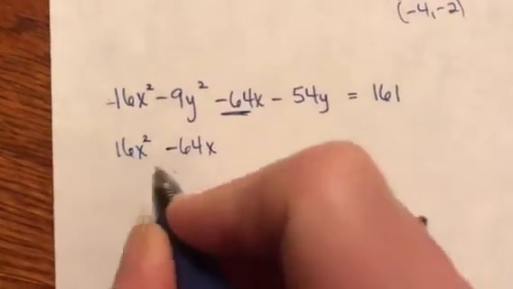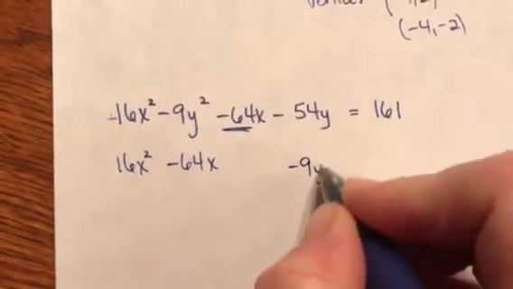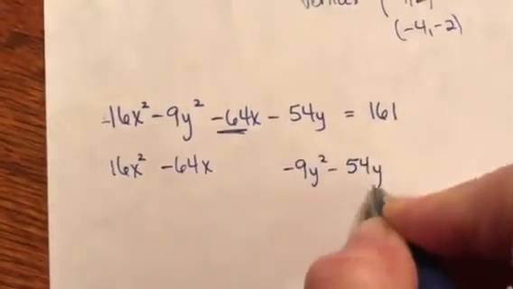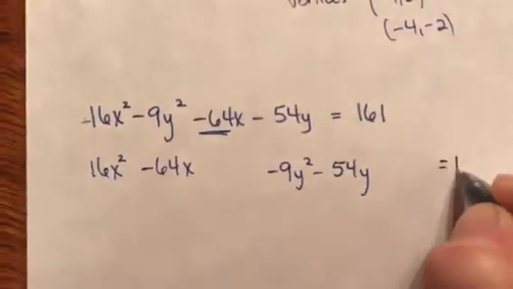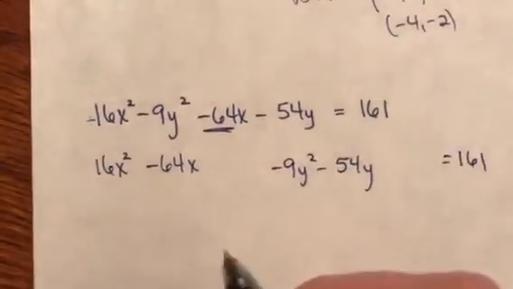So I want my x's together. I'm going to leave some space. I want to put my y's together. And then my constant already happens to be over here. If it's not, move it to the right.